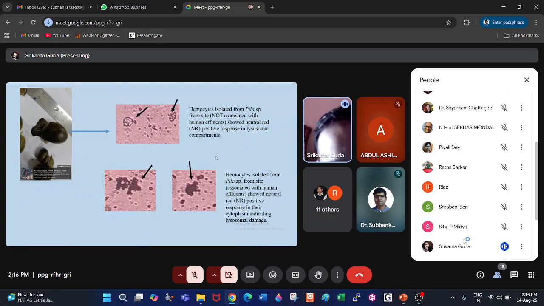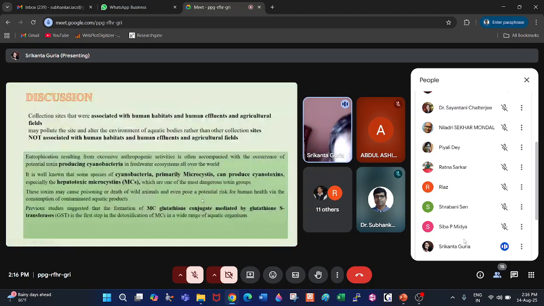And this is also the neutral red coloration due to lysosomal damage. Both lysosome and cytoplasm become red in color. But in the control, where there is no pollution and no human interference, only the lysosome contains the red color. In the upper portion, only the lysosome contains red color. In the lower portion picture, both lysosome and cytoplasm contain red color. It means lysosomal breakdown or cellular death.